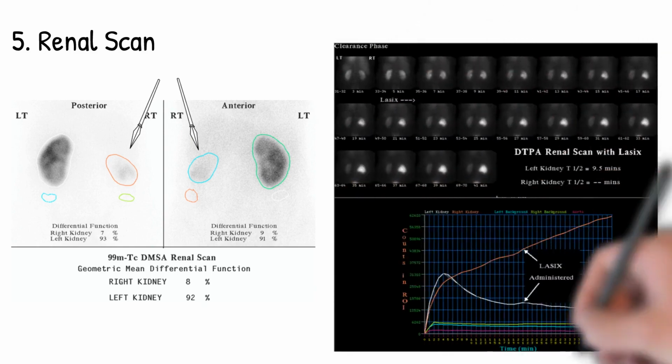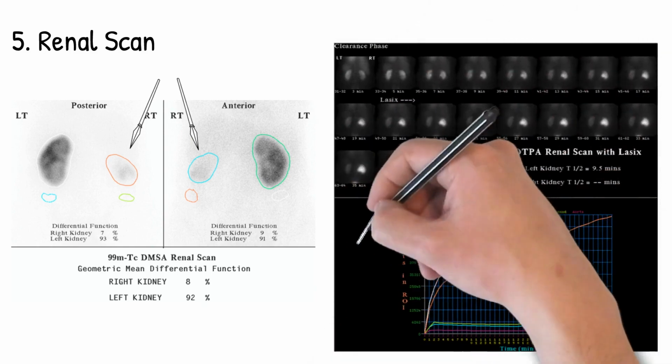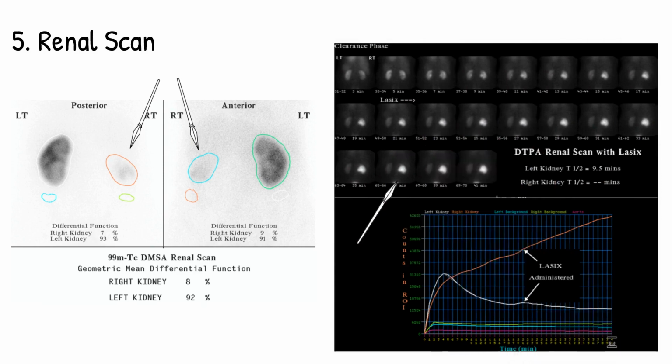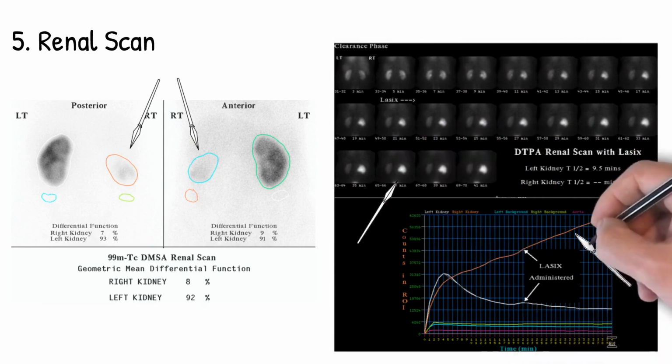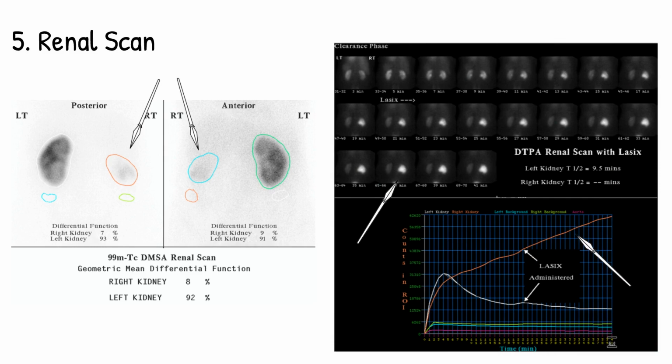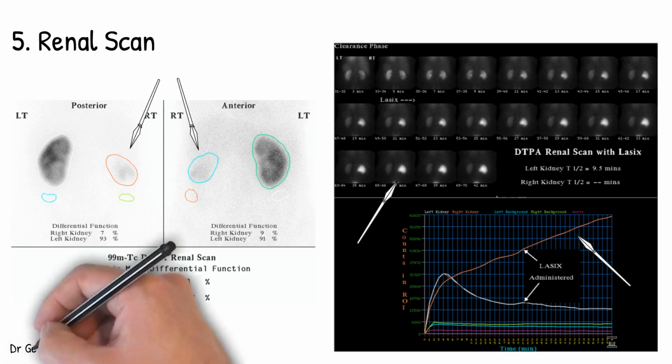Of course, we can actually look at clearance through the kidneys, looking for obstruction, as you can see here in the right kidney, with the curves where we can quantitate those studies to actually show the upward movement rather than clearing out like the white line. You can see the orange line continues to move upward after Lasix is given, which indicates the patient has obstruction.